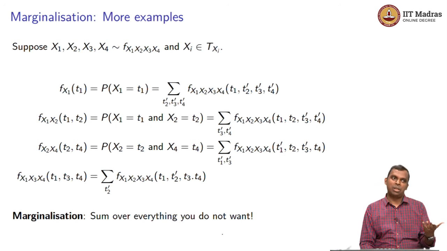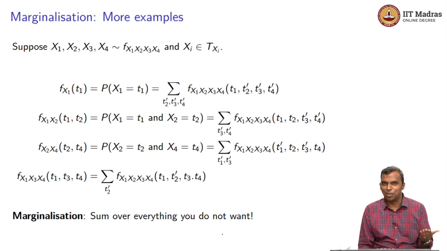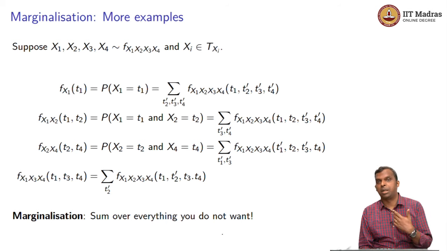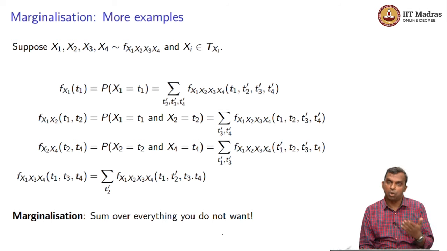So we did 2 random variables, 3 random variables. The next logical thing is 4 random variables, right? I'm just trying to show you that you can have all sorts of variety here. Again, the same principle. You sum over everything you don't want. If you want fx1, the marginal of x1 from the joint, you sum over t2 prime, t3 prime, t4 prime. You want x1, x2, you sum over t3 prime, t4 prime. You want x2, x4, you sum over t1 prime, t3 prime, from all possibilities of x1, all possibilities of x3. You want the joint PMF of x1, x3, x4, right, 3 of them. Then you sum over t2 prime over x2. That's it. It's as simple as that.